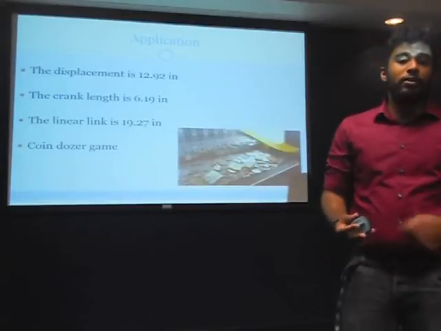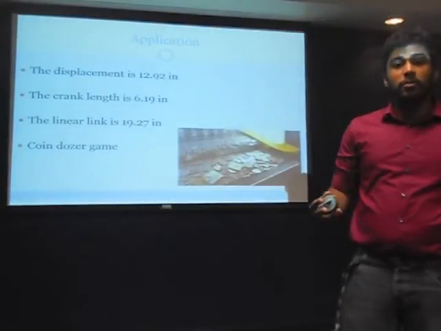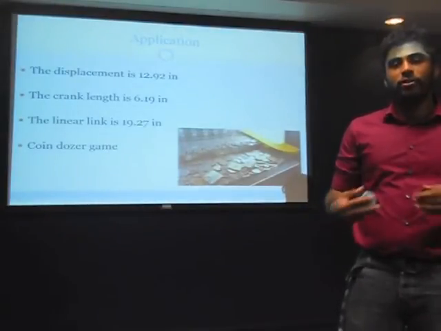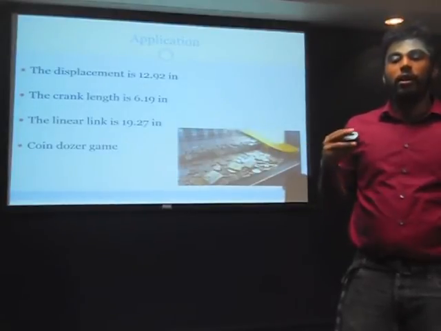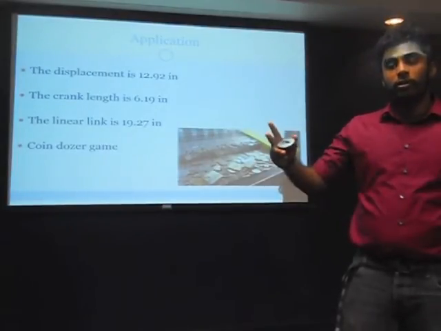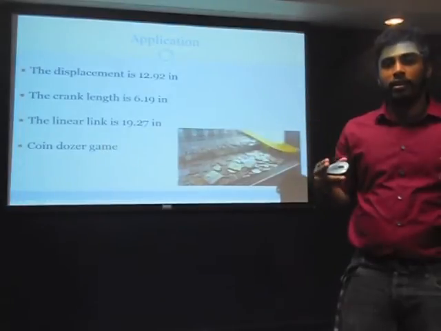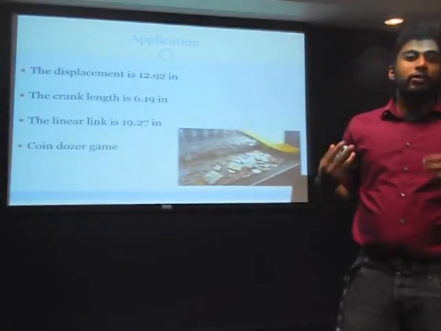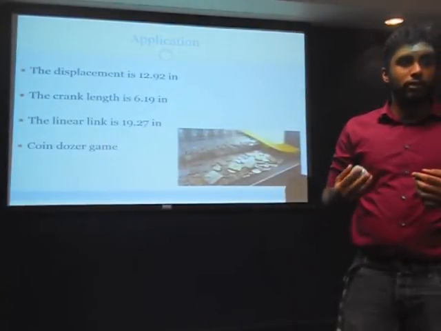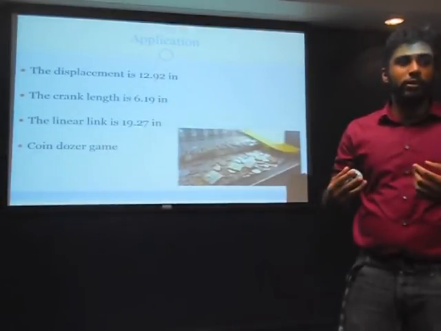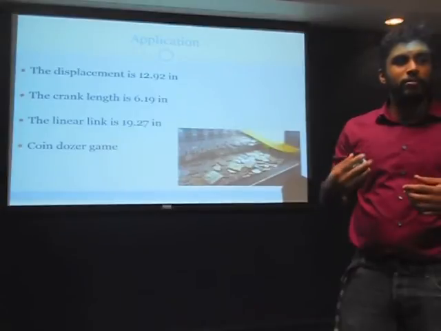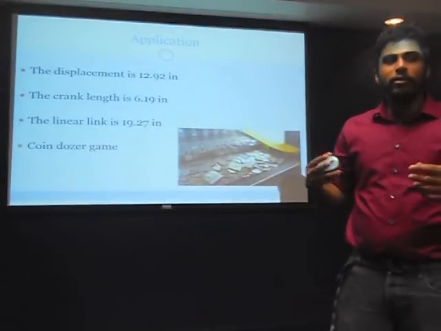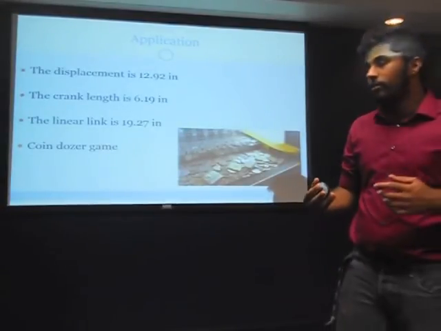So for our application, we had a displacement of 12.92 inches from a crank arm that was 6.19 inches and a linear link that was connected to a slider of 19.27 inches. So the application we chose for this slider crank mechanism can be used in a coin dozer game that's seen in casinos and arcades. The mechanism consists of a sliding platform that displaces a short distance.